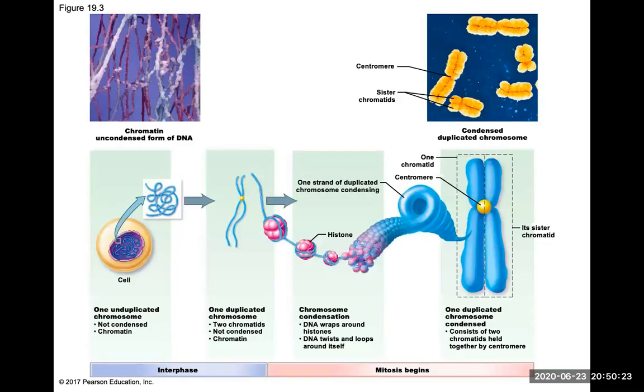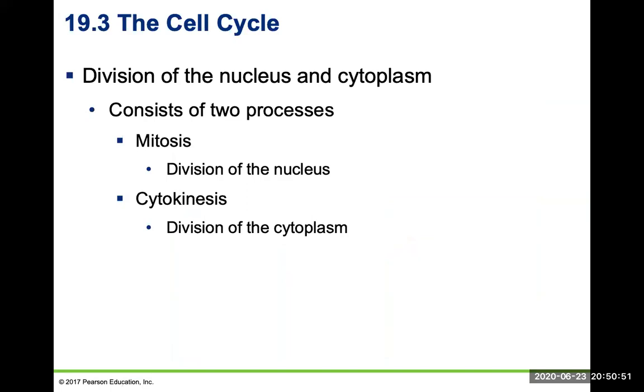So here's a look at the cell moving towards interphase, how one duplicated chromosome involves two chromatids, and then they'll eventually condense around and wrap around histones. And then the DNA will eventually twist and loop around itself to create its sister chromatid. So one chromatid is here, the other sister chromatid is here, and they meet together in the center at the centromere.